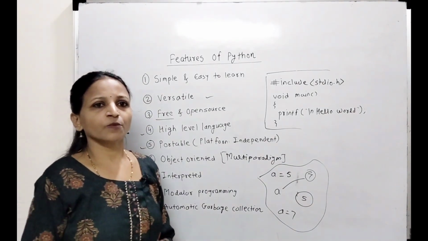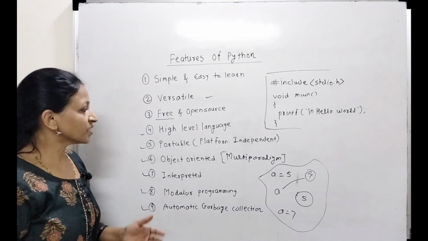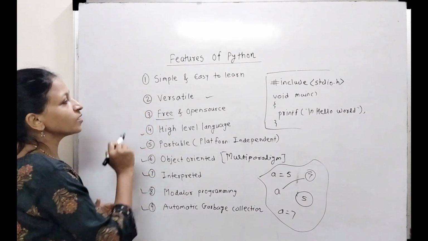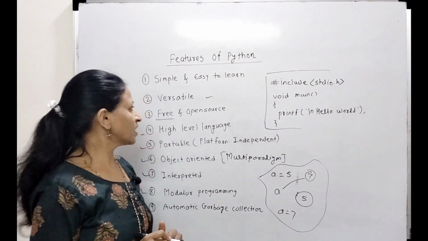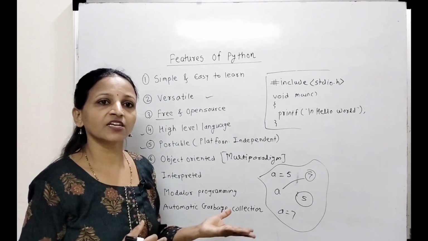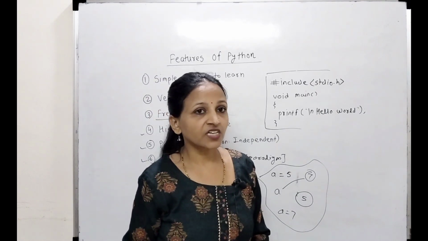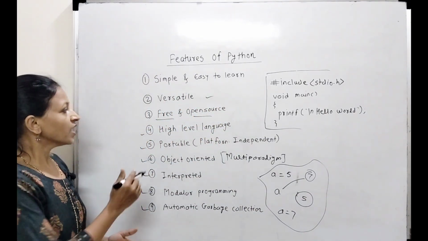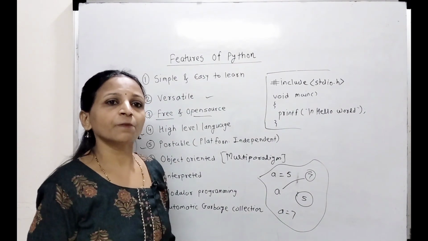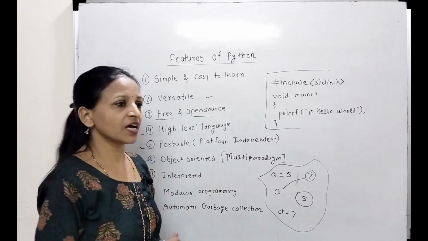These are some features of the Python language. The first one is it is simple and easy to learn because it is a very high level language. English like syntax is there, code is very concise. Versatile means you can develop any type of application with the help of Python. Free means on the internet it is freely available, you can download it and use it. Open source means source code is also available, you can change it, modify it as per your need. And the next one is high level language because it is very easy to write code in Python. High level application programs you can develop with the help of Python.